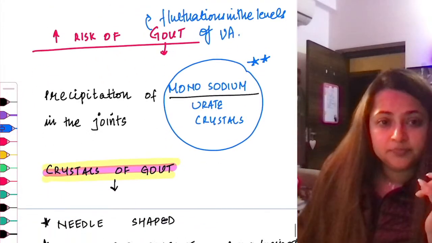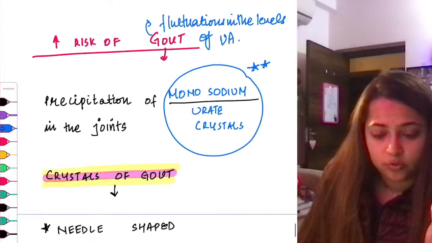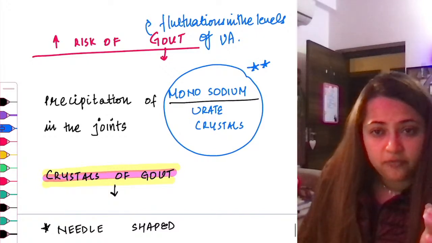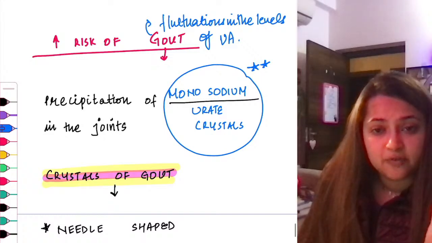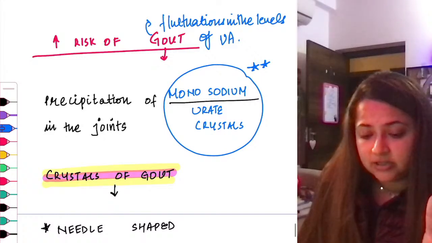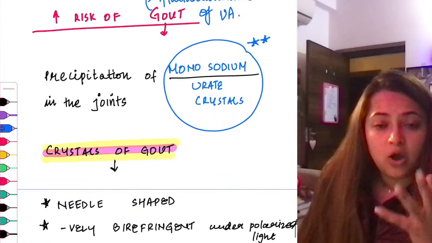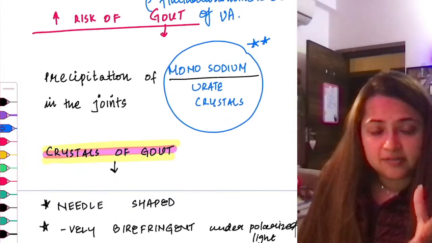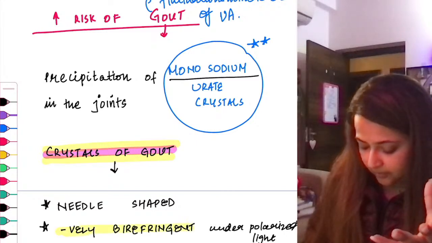So number one, the crystals of gout, they are needle shaped. If they try to ask you the shape of the crystals in case of gout, your answer is going to be needle shaped. Second thing, how would they appear under polarized light? Your answer is going to be they are negatively birefringent.